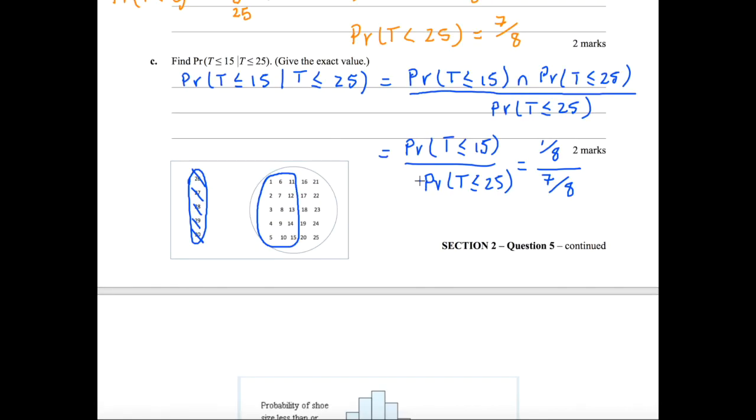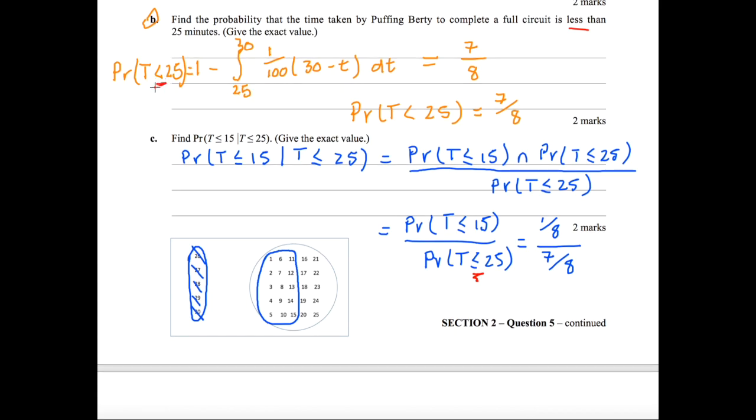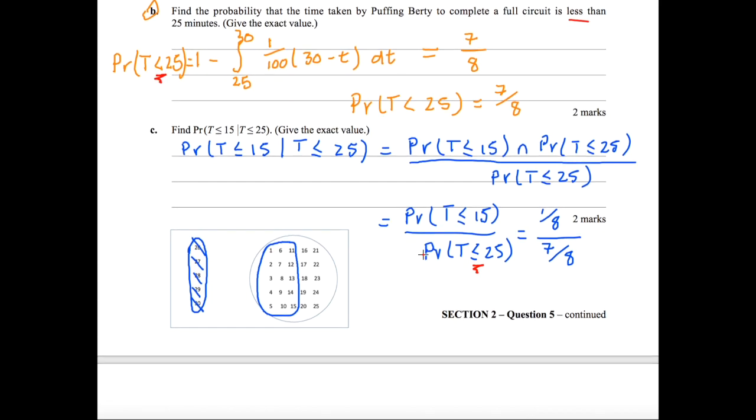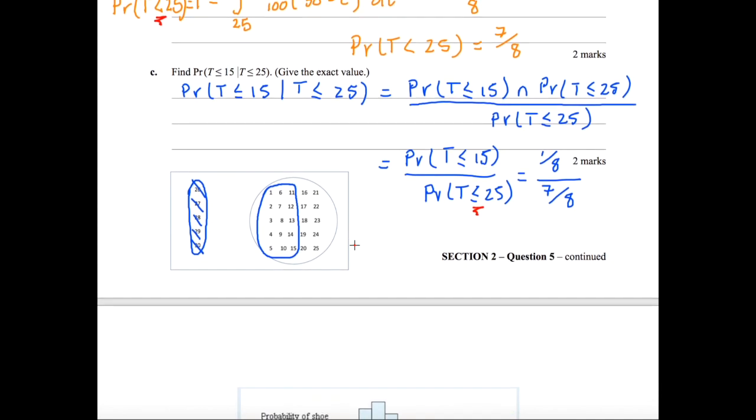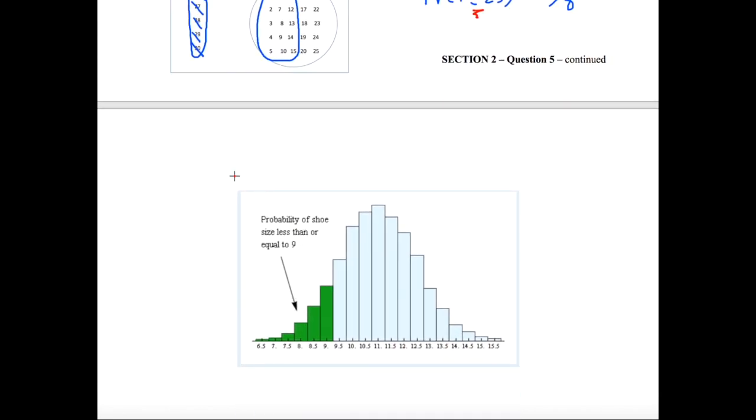So you might be wondering, this one here says t less than or equal to 25, but the question earlier said t strictly less than 25. So I think this warrants maybe a discussion about discrete and continuous probability. The classic example that always gets given is shoe size versus foot length.